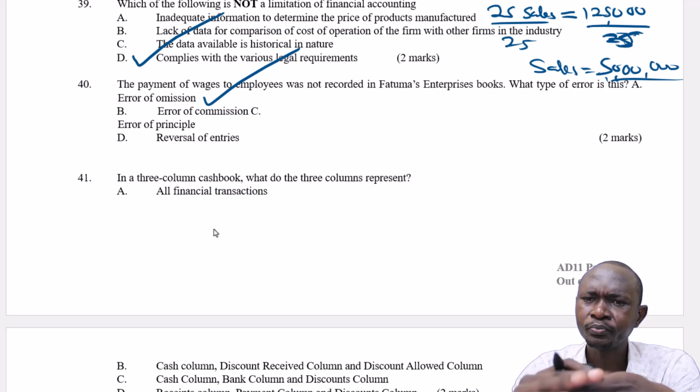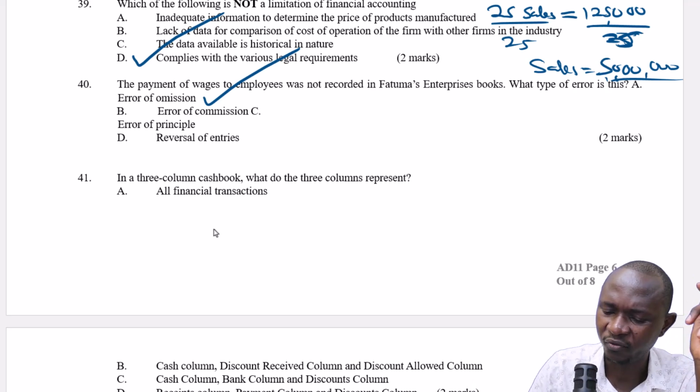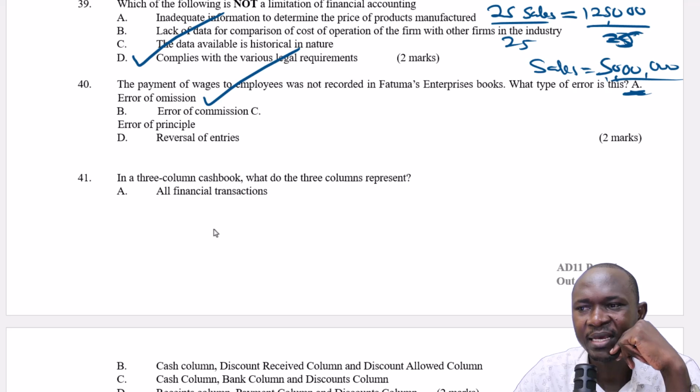So, the payment of wages to employees was not recorded. This is definitely an error of omission. So the correct answer is A. The correct answer is A, error of omission.